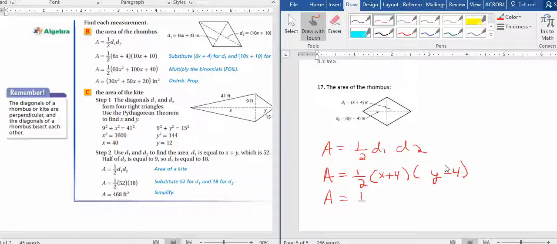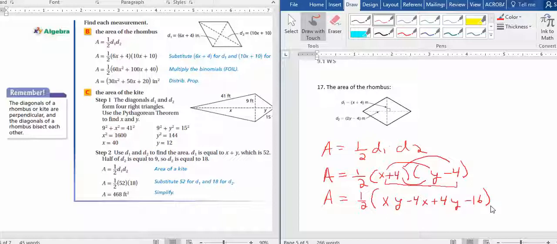So let's see. We will FOIL, and we will get x times y for the first times first. The outer is x times negative 4. The inner would be plus 4y. And the last times last would be 4 times negative 4, which is negative 16. And then we'll multiply everything through by this 1/2 just to simplify a little more.